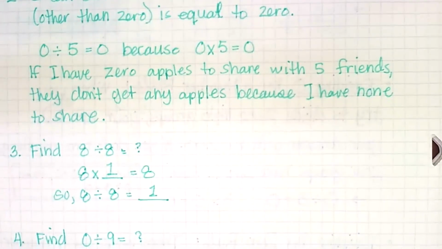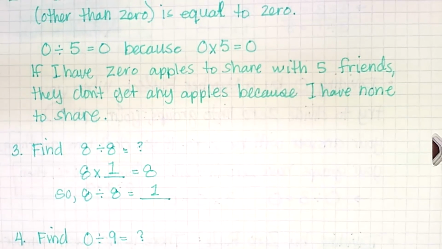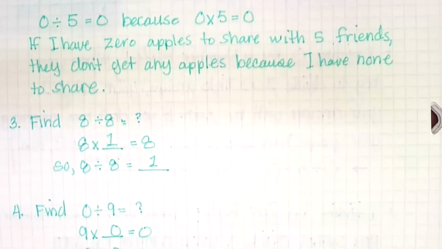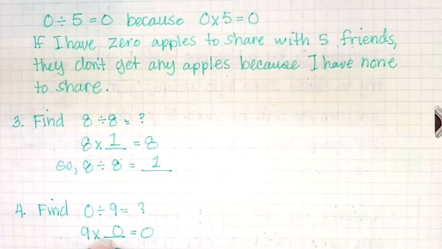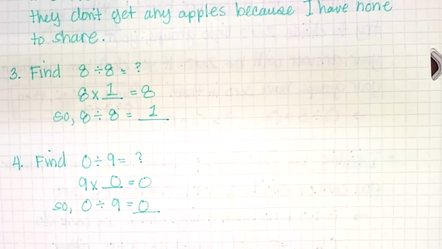The next one, we needed to find 0 divided by 9. So I have to think 9 times what number is equal to 0? Now we know from our math fact and our 0 property that any number times 0 is equal to 0. So 9 times 0 is equal to 0. And that tells us that 0 divided by 9 is also equal to 0.